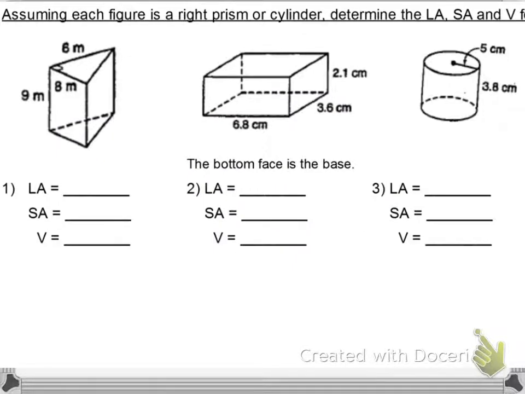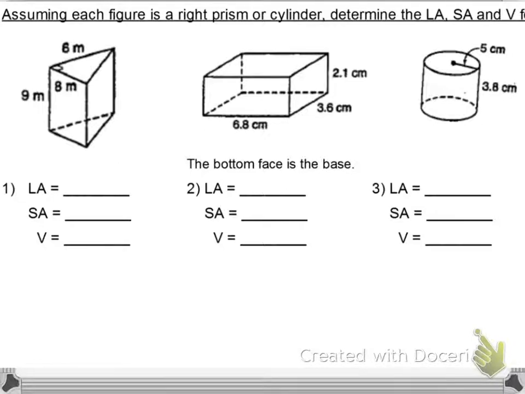All right, so here we go. We are doing a lot of examples, so hang with me as we get through these. This says determine the lateral area, surface area, and volume for each one of these. On number 1, if you were to name this, we would name this a triangular prism. You can see your two bases are triangles.